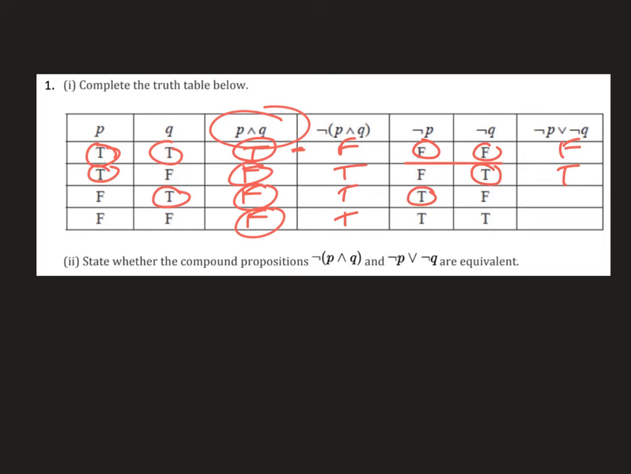In the third line, do we have at least one which is true? Yes, so that's true. And the final line, do we have at least one? Well, here both of these are true, and that also counts. So we should end up with this column here.